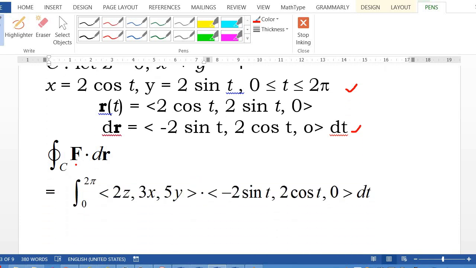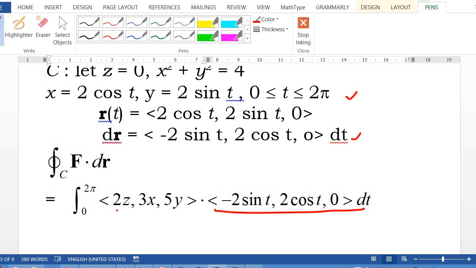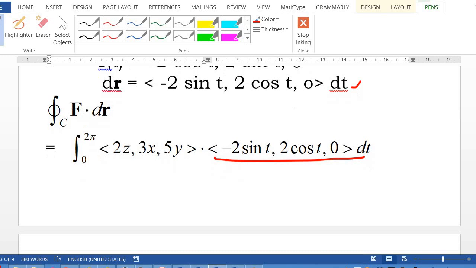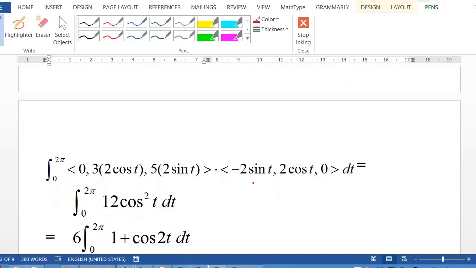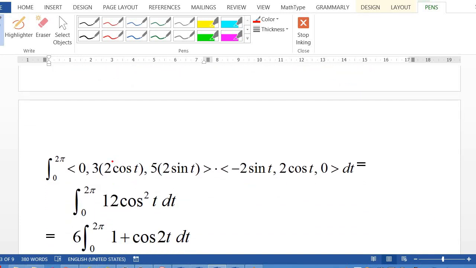Then you evaluate F dot dr. So this is the dr. F is 2z i plus 3x j plus 5y k. Plug in on the curve C, where z equals 0, x is 2 cos t, and y is 2 sin t. Then you find the dot product first.